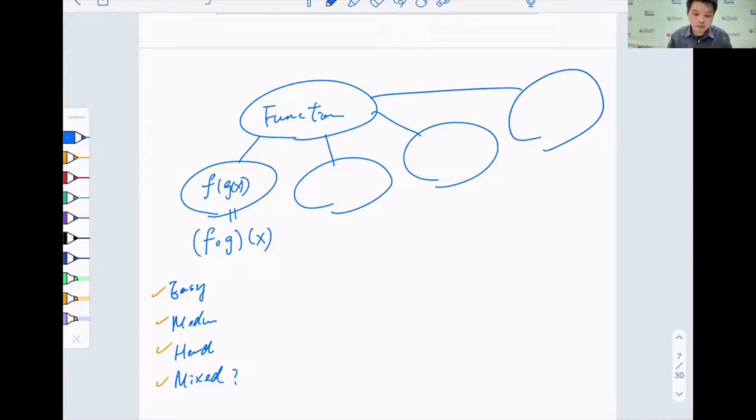If you subdivide all of them into subtopics, and for each subtopic, ask yourself, have I encountered any easy past paper question? Any medium past paper question? Any hard past paper question? Any mixed topic questions? If all 4 are a tick, it means you have finished revising that subtopic.